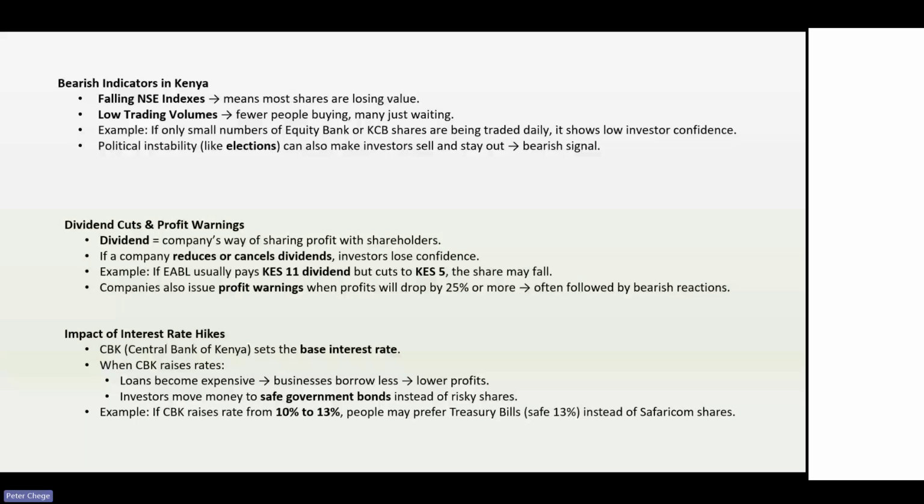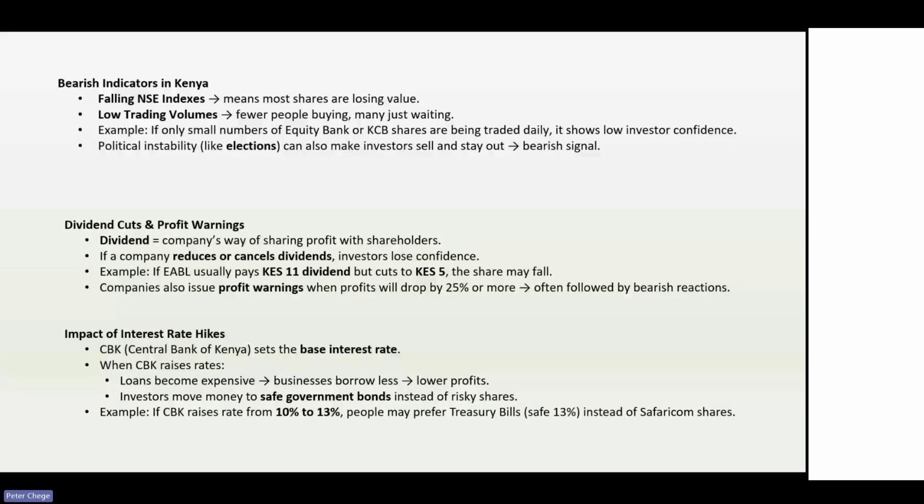When the NSE share index is falling, it means the shares that are tracked by that index are losing value. That is, their price is going down. Because an NSE index like NSE 20 covers the top 20, if it is going down, it means the majority of the top 20 have their prices falling. Then you also need to check on trading volume if they are low. If you go to our online portal, on each share, you click on the three dots, which are usually on the far end. You're able to see more details.